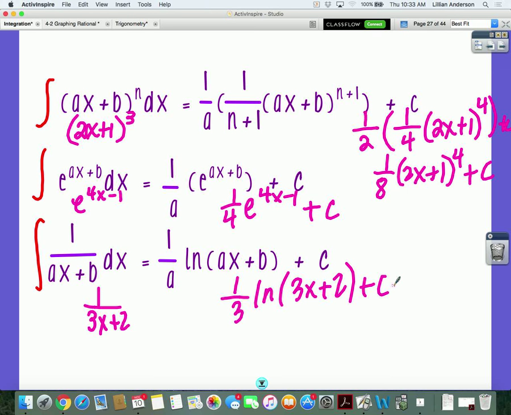Again, these are linear factors. So if you had something like 2x squared plus 1 to the 3rd power, you wouldn't be able to do these types. Okay? Only when they're linear factors. All right? So let's do some practice on our whiteboards.